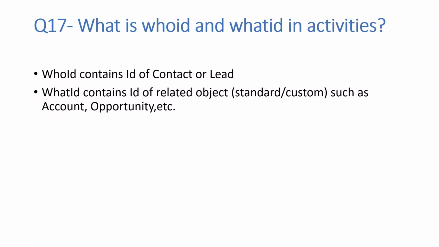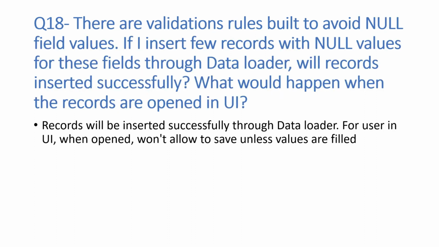17. What is whoid and whatid in activities? Whoid contains ID of contact or lead. Whatid contains ID of a related object, standard or custom, such as account, opportunities, or other objects.